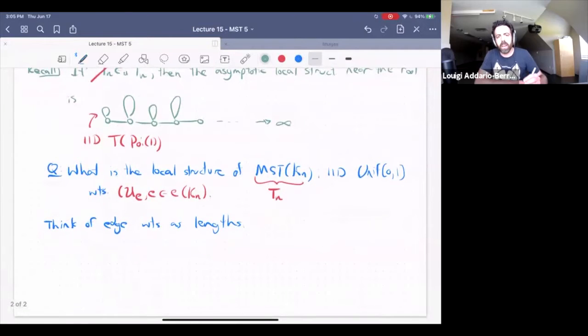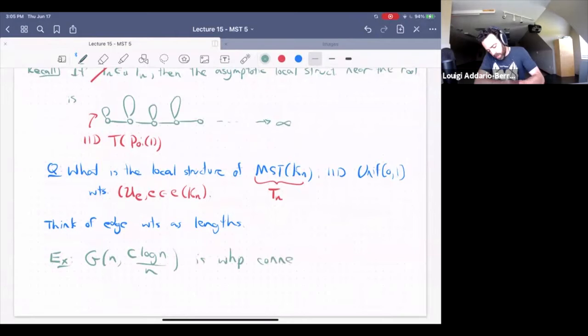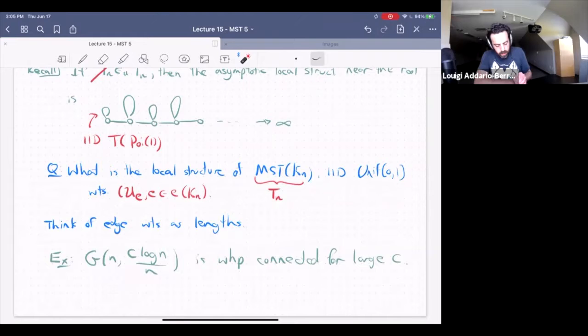Anyone who has been looking at the exercises, in particular an exercise from Kavita's week, will know that if we look at the graph G(n, C log n over n) for large C, then with high probability that graph is connected. This is in fact true for any constant C greater than 1, but the exercise was to see that this graph is connected for large C.